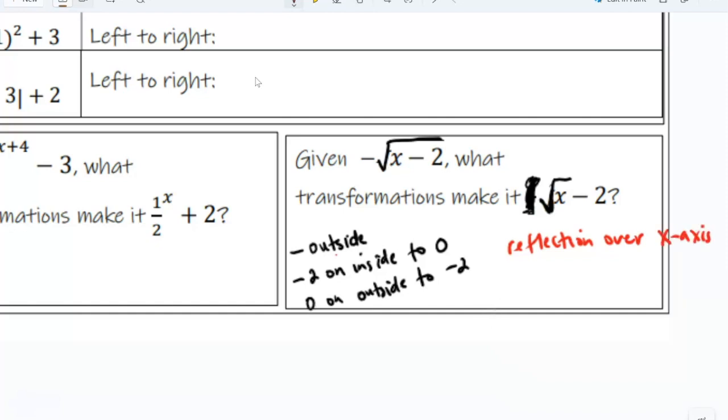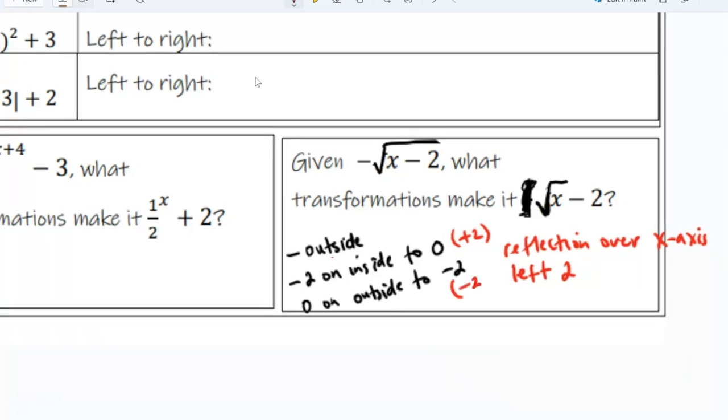So it went from negative 2 on the inside. So went from negative 2 to 0. So this means I added 2, right? So if I add 2 on the inside, what does that mean? Remember, inside is x and opposite. Plus 2 is right, but opposite is left. So this means I went left 2. Then on the outside, I went from 0 to negative 2, which means I subtracted 2. On the outside, I'm going to be y and whatever you think. So if it's negative 2, I'm going down 2.